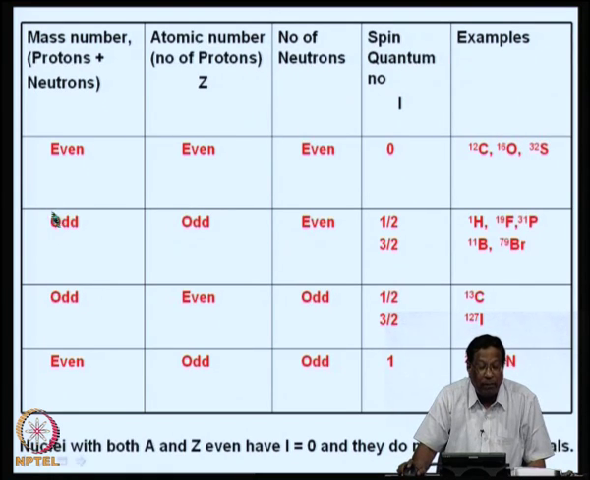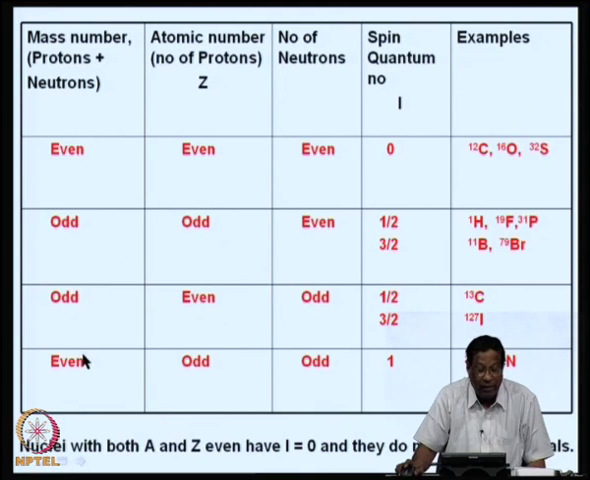And we can have odd mass number, with atomic number odd and number of neutrons even. Such elements will show spin quantum number either 1 by 2 or 3 by 2. Examples include 1H, 19F, 31P, 11B and 79Br. Other examples are odd mass number with an even number of protons and odd neutrons. These are also NMR active elements, like 13C and 127I.